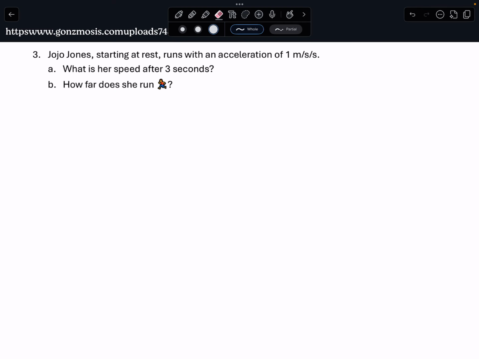So here is problem number 3 of this homework 3 that involves kinematics. So we have JoJo Jones running, starting at rest, runs with an acceleration of 1 meter per second squared, and then so on. So I'm going to draw a little track here.